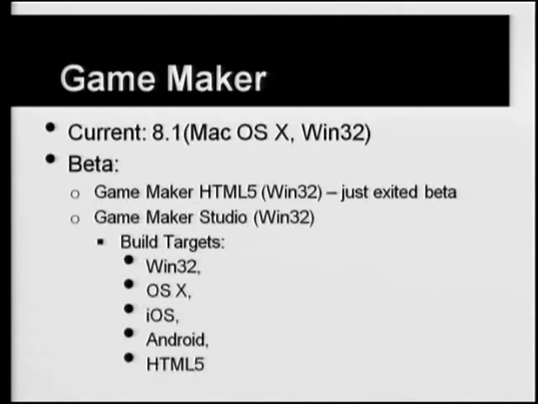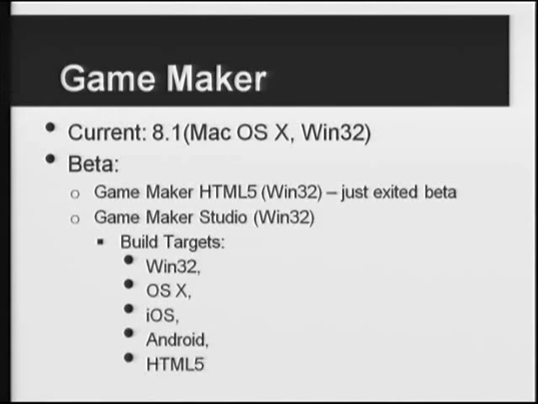All right. GameMaker is currently going through a major rewrite. The most recent release was 8.1, up until about a week ago when GameMaker HTML5 came out of beta. They are rewriting the underlying framework. It was originally written in Delphi, and that code base is kind of old. In order to better run on mobile platforms and so forth, they are rewriting it in C++.